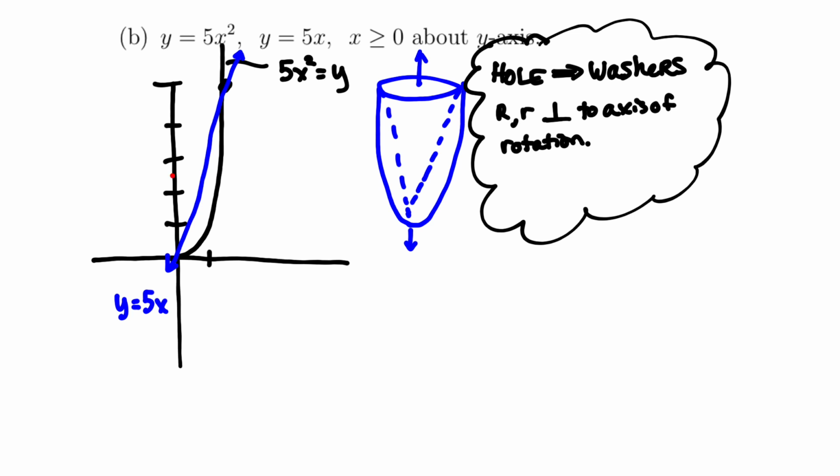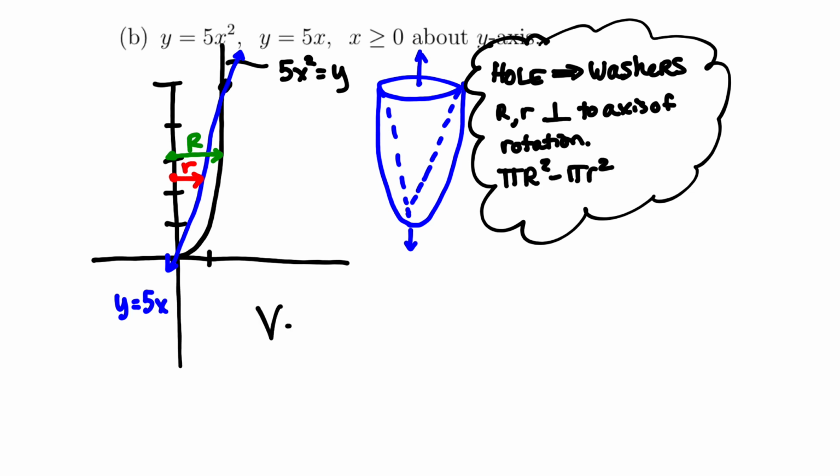So we got a big radius and a little radius. The little radius is perpendicular. The big radius is also perpendicular. But the big radius measures to the outside curve. The little radius measures to the hole, the inside curve. And I know it's a washer method, so it's pi big radius squared minus pi little radius squared.